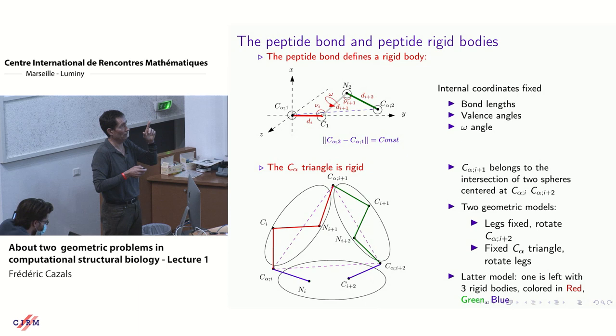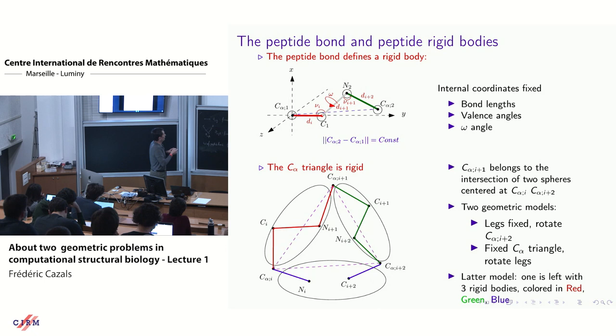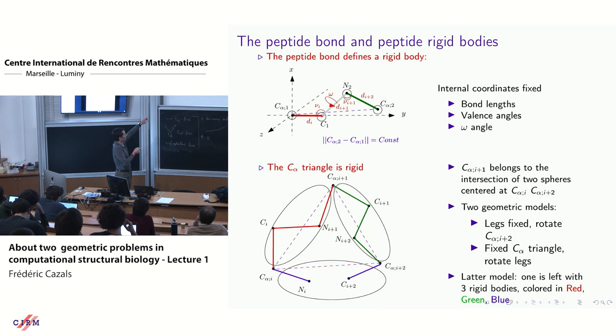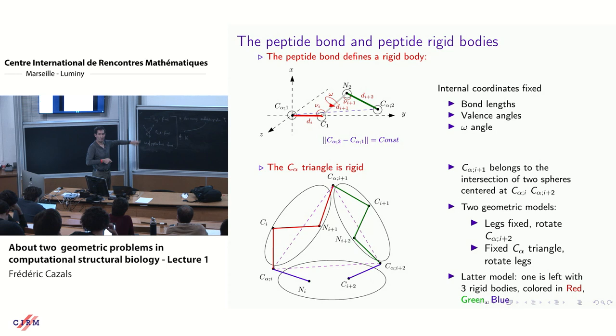And of course, what I can do, independently, is rotate each rigid body along the axis of its triangle. You see this? So this is a rigid body, but without perturbing its intrinsic geometry, I can rotate it around this pink edge. Same thing here. And now, without affecting the geometry, I can also rotate this C alpha 1 on a circle. So this is the first way to think about it.